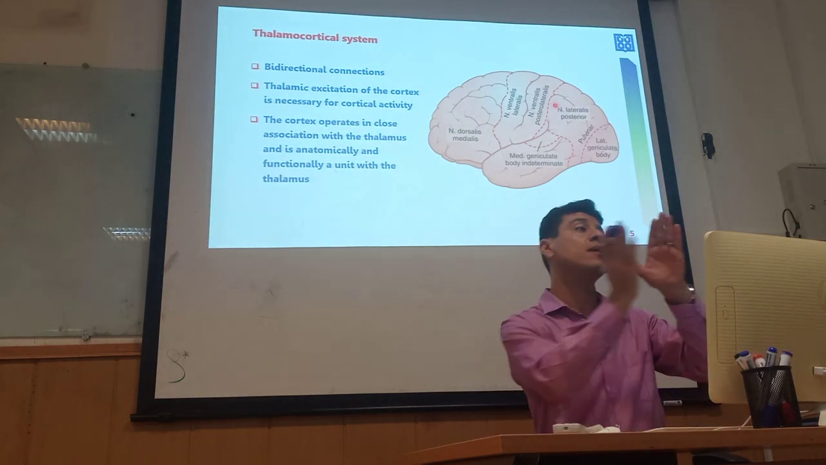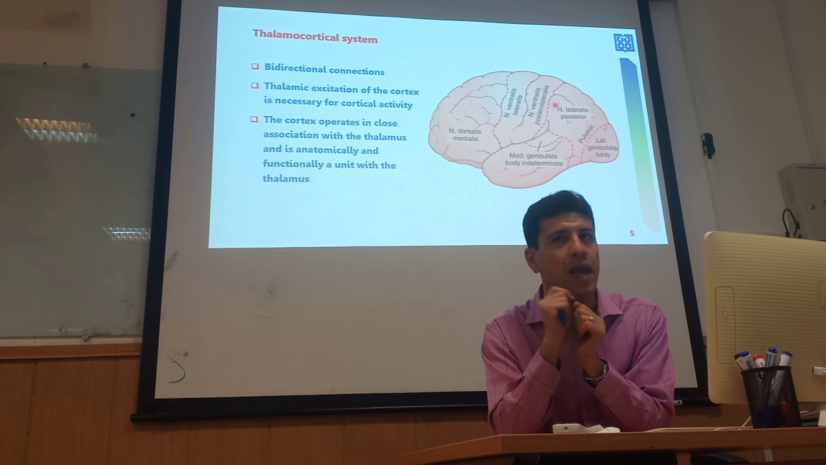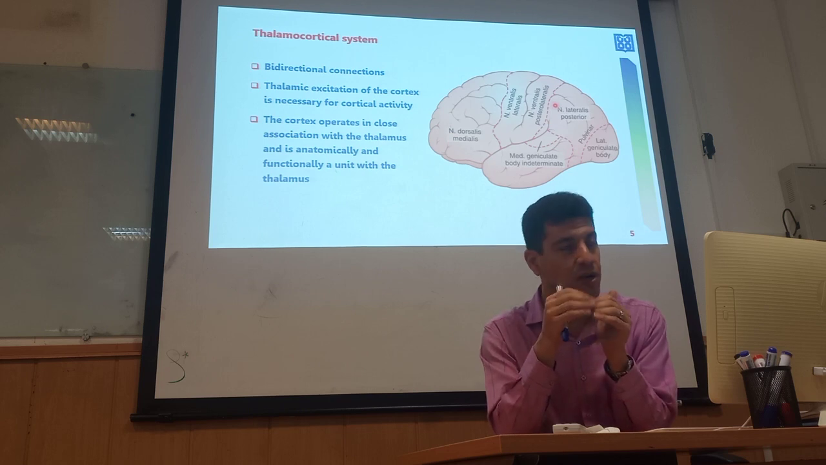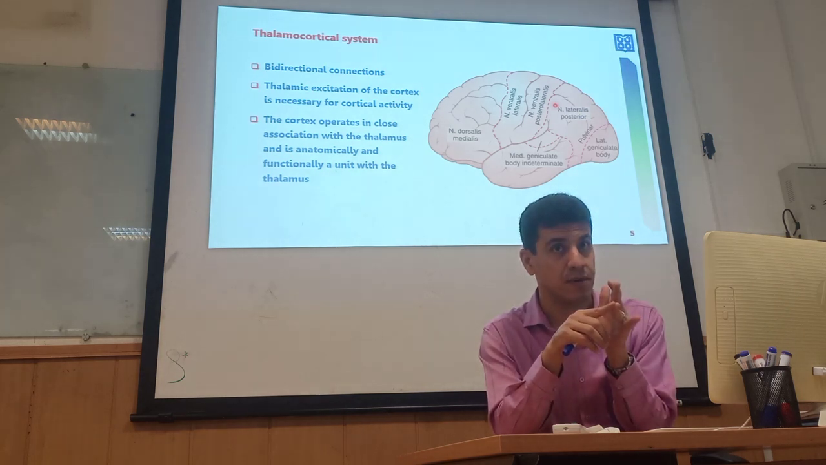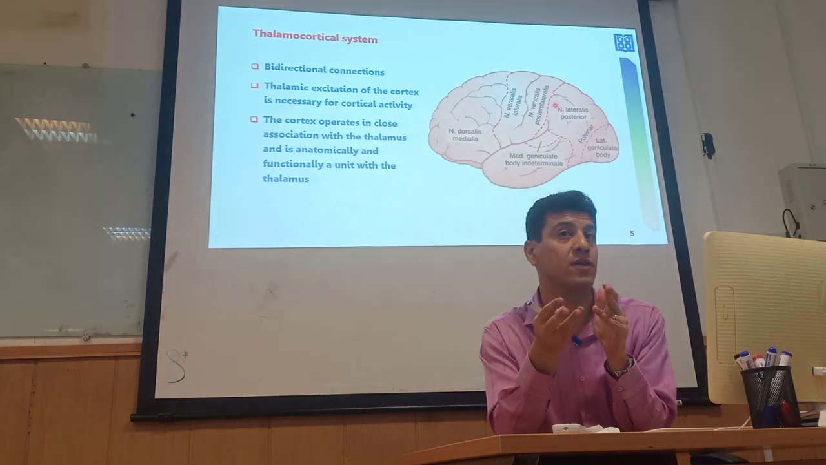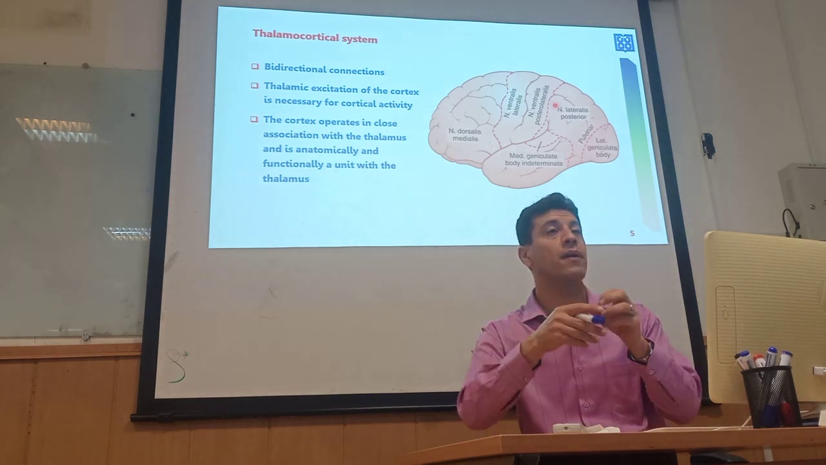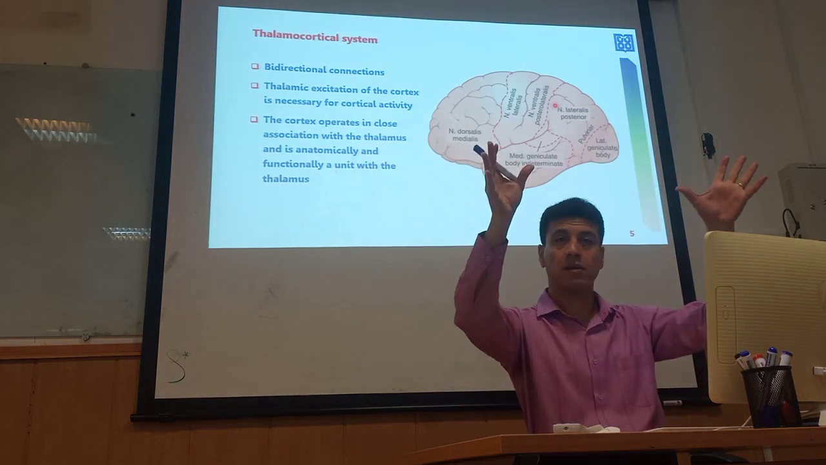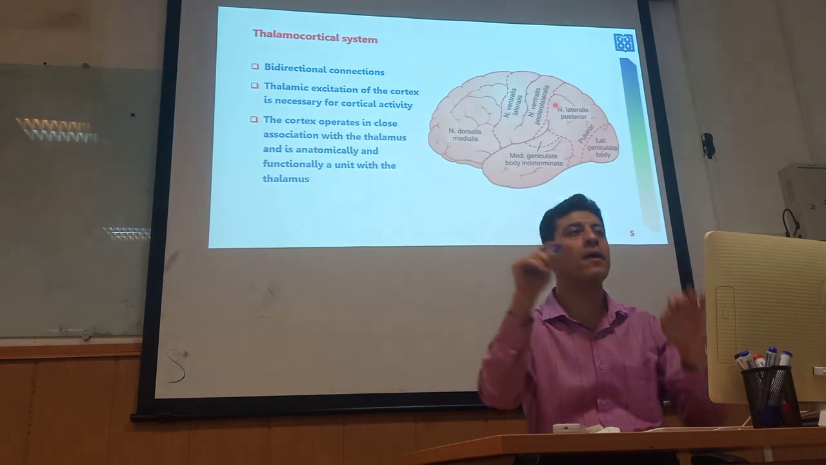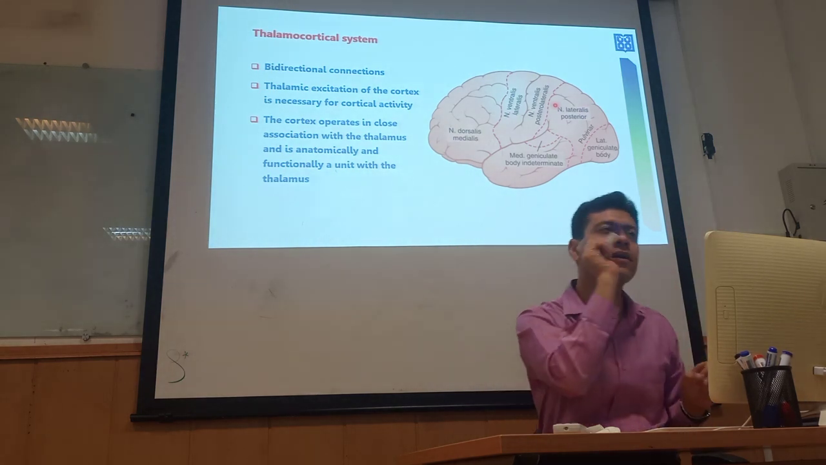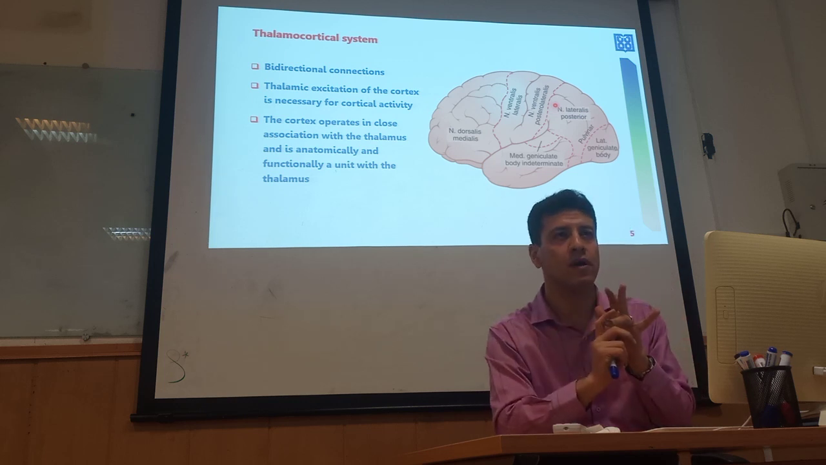Actually, the thalamus has both specific nuclei and non-specific nuclei. Remember? For pain, I told you that we have intralaminar nuclei, like centromedian, parafascicular, right? So they are non-specific nuclei. What does it mean, non-specific? It means they are connected with all over the cortex. There is no specific connection. The connection is widespread. But the specific nuclei are specifically connected with the small region of the cortex. So we have non-specific nuclei, specific nuclei.